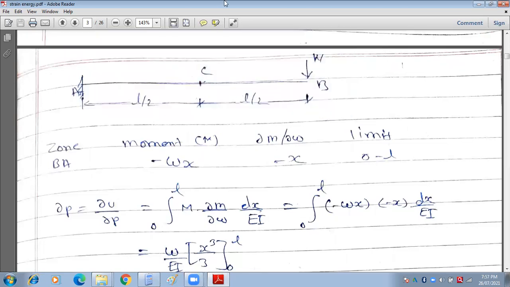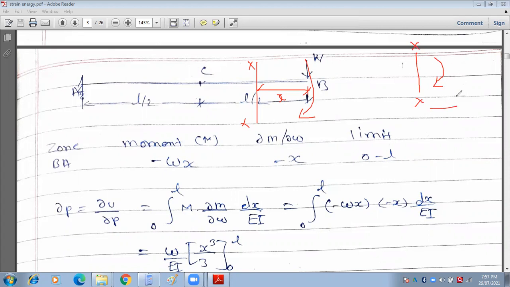Here let us consider one section XX at a distance x from support B, and the moment caused due to this load makes a clockwise moment over here. As we know, about the section, if the moment is clockwise to the right side, it is treated as negative, and for the section to the left side the moment is also treated as negative. That's why this moment is minus W into X.